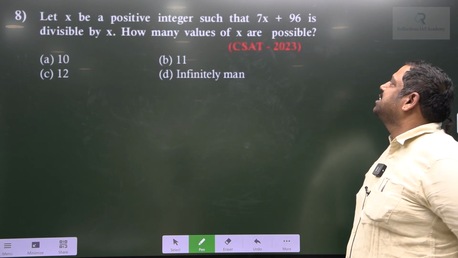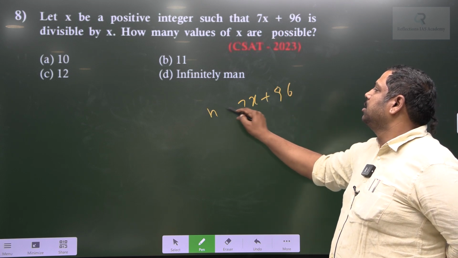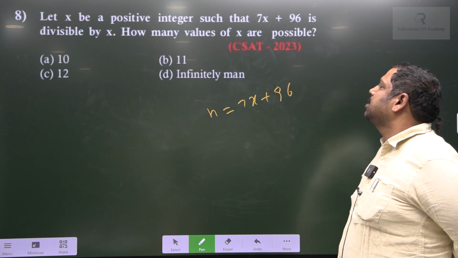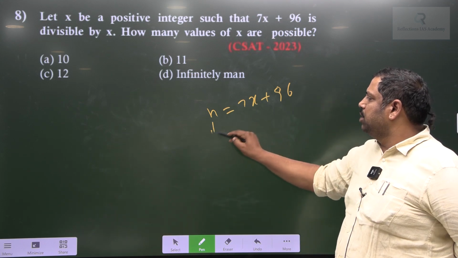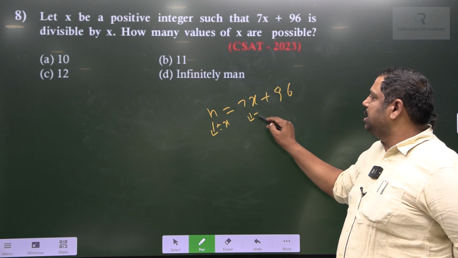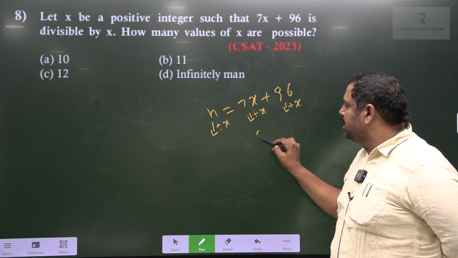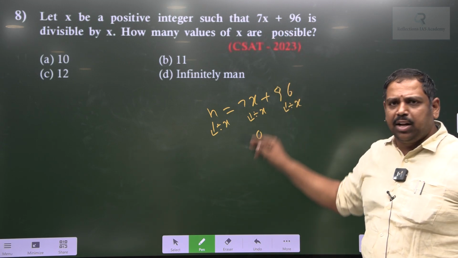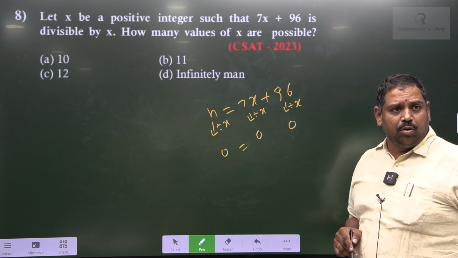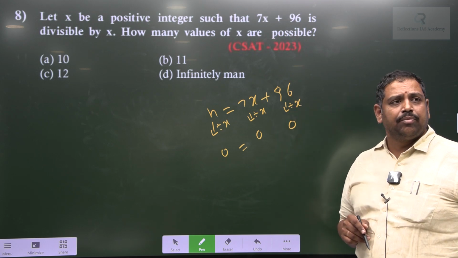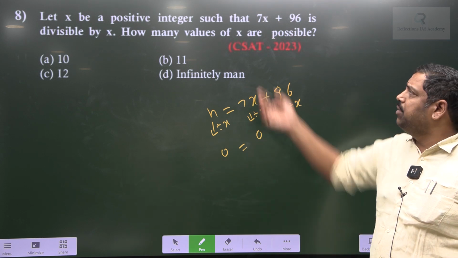Let x be a positive integer such that 7x plus 96 is divisible by x. How many values of x are possible? Okay, observe that. This number is divisible by x, means when you divide with x the remainder is 0. Here divide by x, here also divide by x. Since it is divisible, the remainder is 0. To get divisible, the remainder should be 0 only, right? Means here also you have to get a remainder of 0. If you want to get a remainder of 0, x is a factor of 96. Yes or no? How many values of x are possible, right?